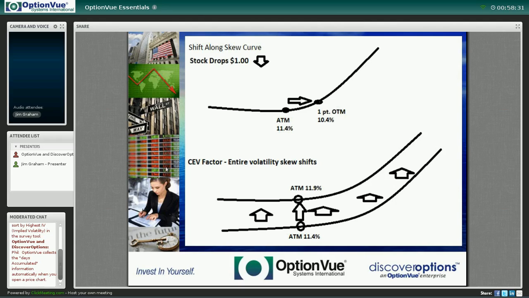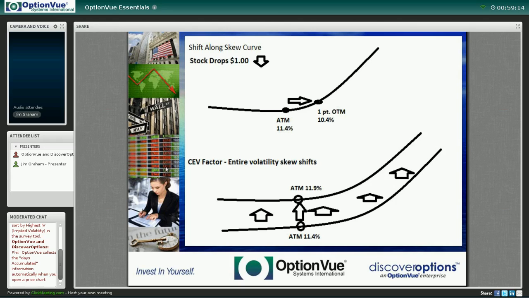Keep using that 11.4? Well, what OptionVue is doing is saying this option is now $1 out of the money. And so here's one that was $1 out of the money. It was at 10.4. It's going to go along the skew curve and say the implied volatility of this option dropped 1%. 1 point. So from 11.4 to 10.4. So that's what OptionVue is going to use to calculate the fair value at this new price. Not keep assuming that the volatility of the option will remain the same, because of course it won't.